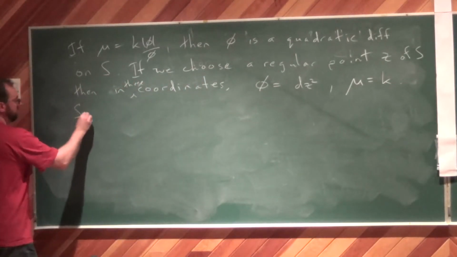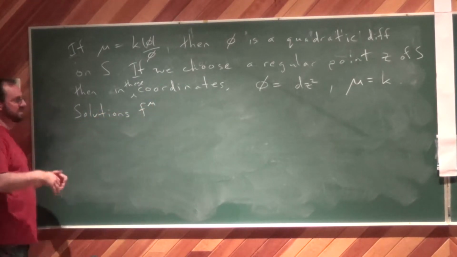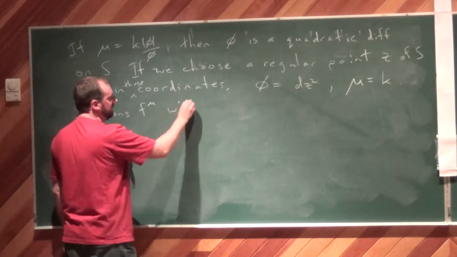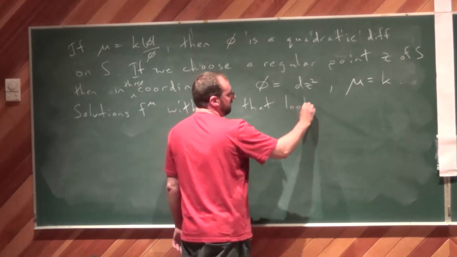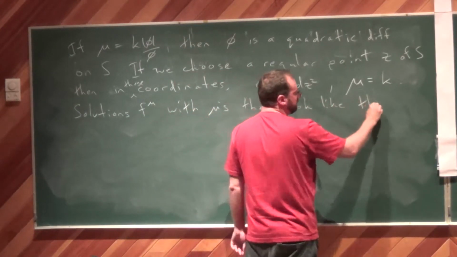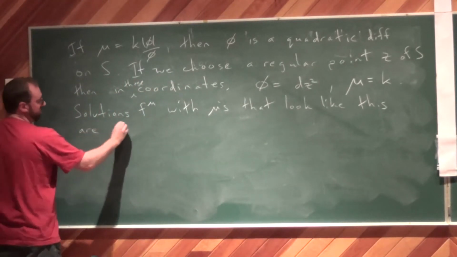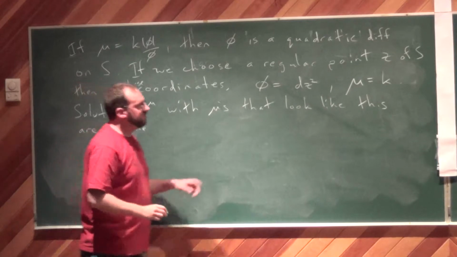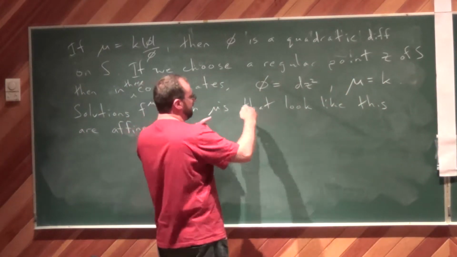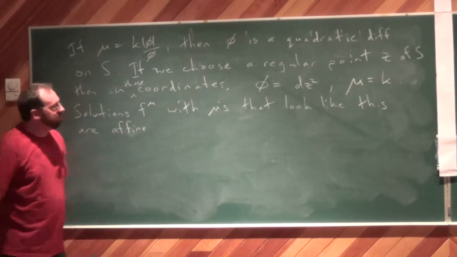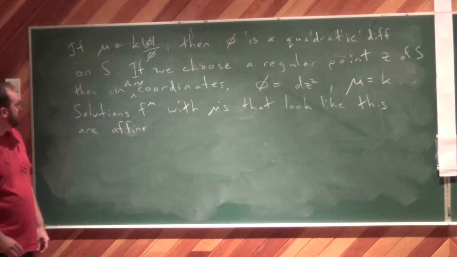And the solutions f upper mu in the plane with mu's that look like this are affine maps. So the examples we were talking about with Strebel's chimney over there, where you're stretching, they have constant complex dilatations, and similarly, if you have a constant complex dilatation, that just corresponds to some affine stretch.